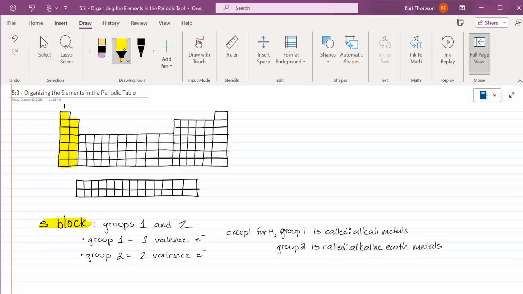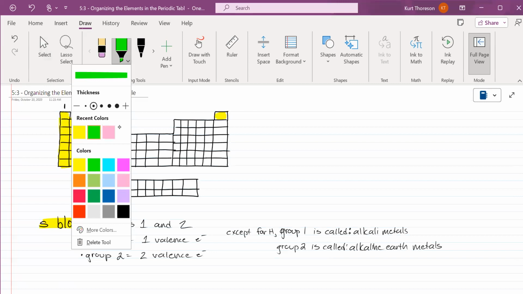Now, what part of the P block is technically part of the S block? What element would that be? Yeah, so shade that in as well if you can, or circle it to make it part of S. All right, once you know that, let's move on to the P block.